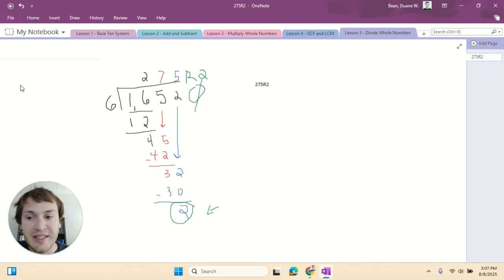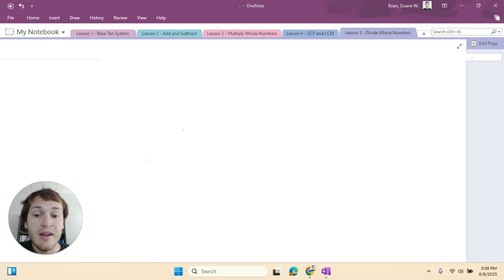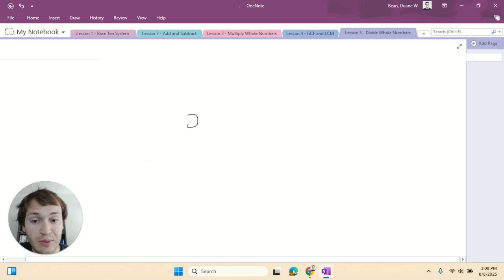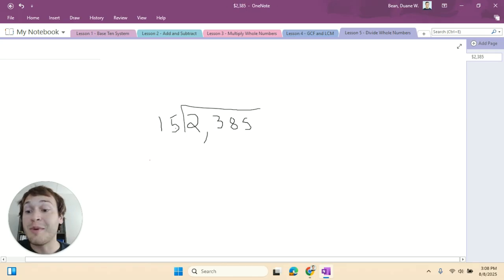Cool. All right, let's take a look at a new problem. Now, sometimes you're going to see some problems that ask you to use a divisor that has multiple digits. So for example, what's 2,385 divided by 15? Okay, well, actually, we treat this exactly the same, right? We're going to first say, okay, how many times does 15 go into 2? It doesn't. So how many times does 15 go into 23? 1. 1 times 15 is 15.